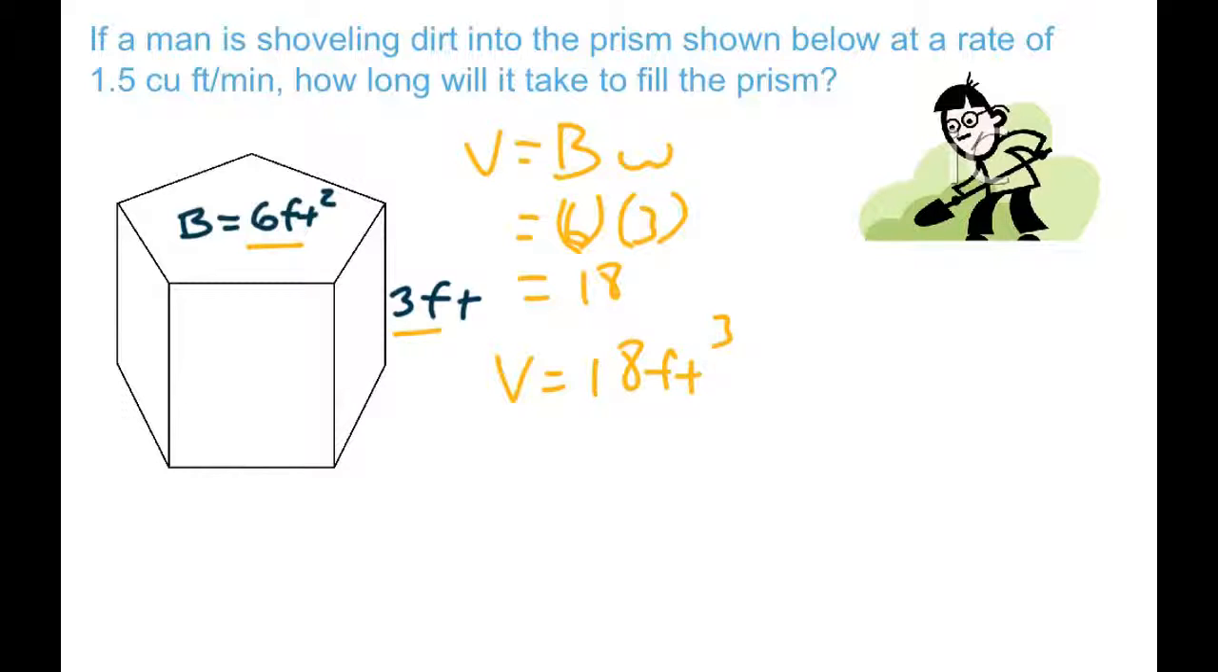Alright, so this pentagonal prism has a volume of 18 cubic feet, and this man is shoveling 1.5 cubic feet per minute. So to figure out how long it's going to take, I'm going to take the 18 and I'm going to divide it by 1.5, and I get 12. So it's going to take 12 minutes.